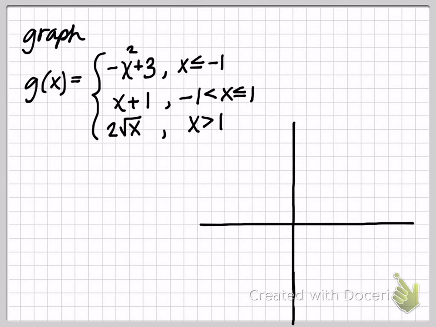So we want to graph this piecewise function. And this piecewise function has three pieces. So let's take a look at our first piece. Our first piece is the function y is equal to negative x squared plus 3.